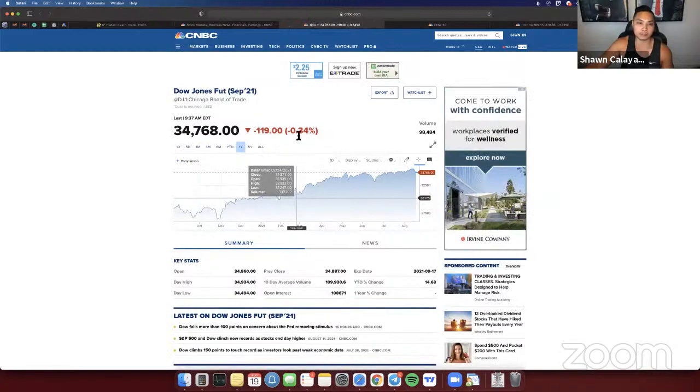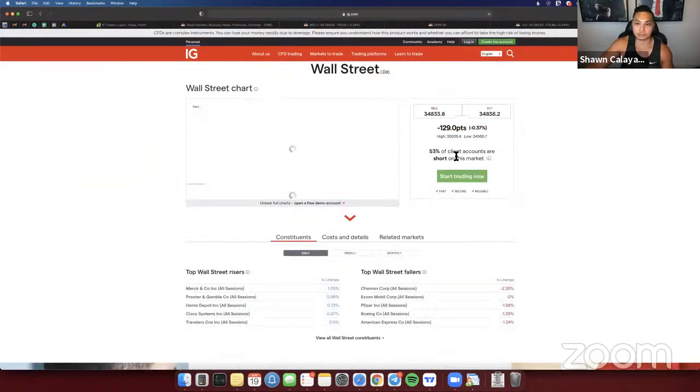But currently right now, I still have a sell bias. Let's see where the retail traders are. It looks like the retail traders are starting to stack up on the short side. It's 53% short, but it's not very much. Generally we want it to be closer to the 70 to 75% area.